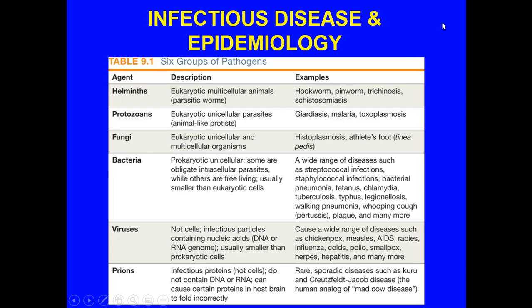Now, there are 6 groups of pathogens. Some of you have been reviewing some of these as we go through the labs. Helminths, protozoans, fungi, bacteria, viruses, and prions. Now, some of them have differing levels of severity, onset, etc. And we'll try to go through some of these as I go through the entire concept of infectious disease and epidemiology.